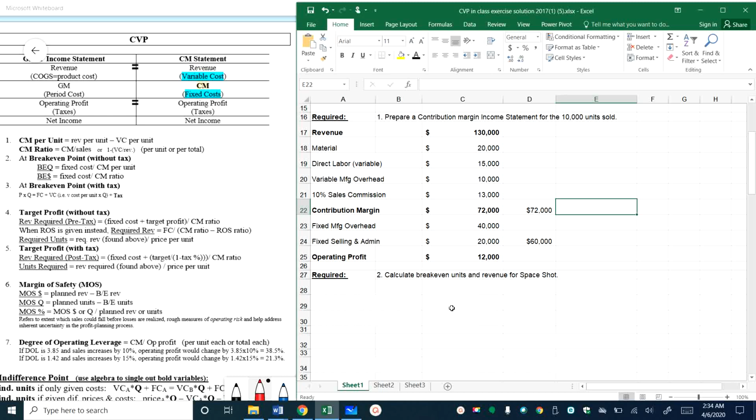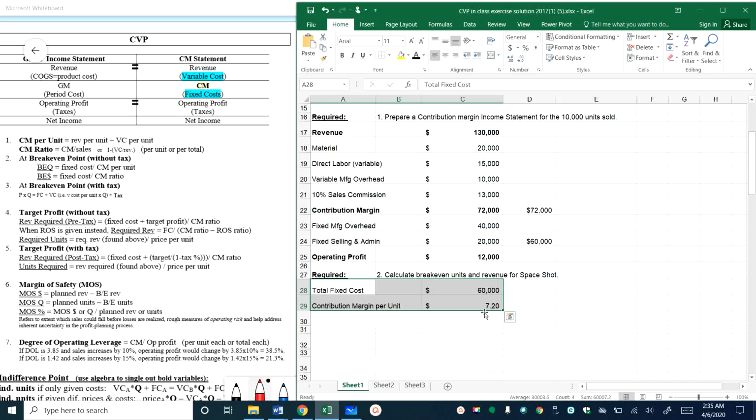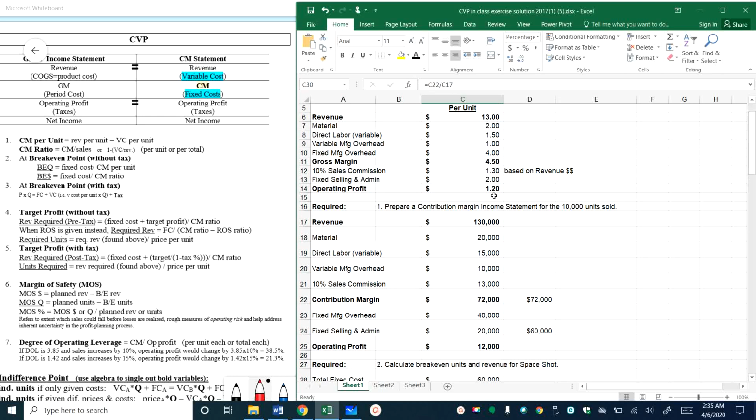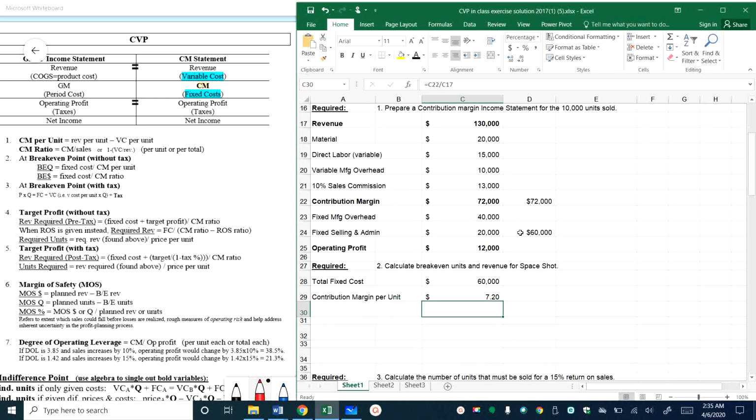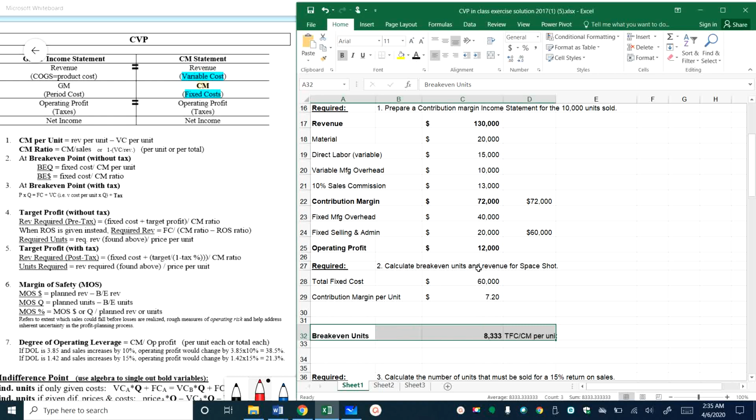Okay, so we want to start, again, with break-even units, which you might have seen are right here. Break-even units equal your fixed cost divided by your contribution margin per unit. We know our fixed costs are $60,000 and our contribution margin per unit would be $7.2. So break-even units would be the 60,000 divided by the 7.2, which then equals 8,333.